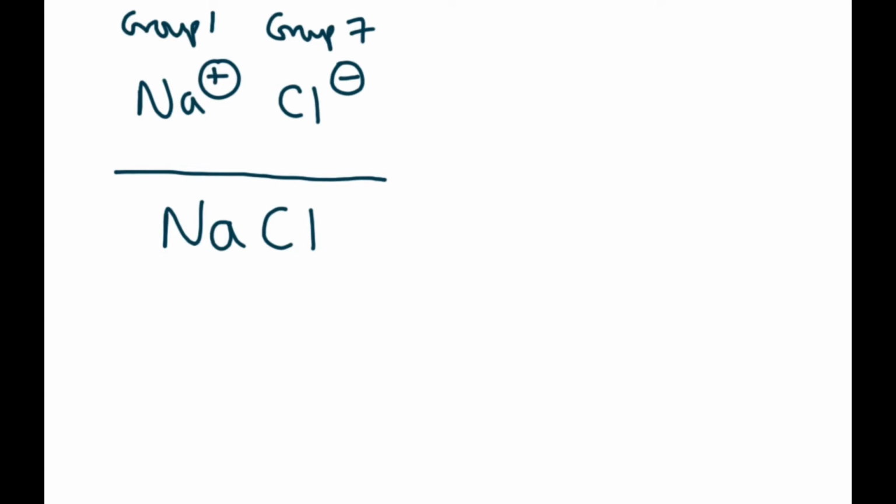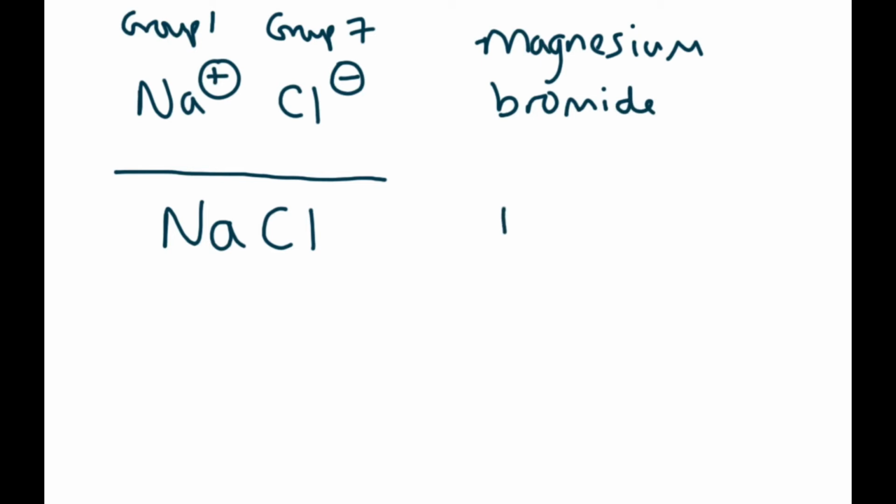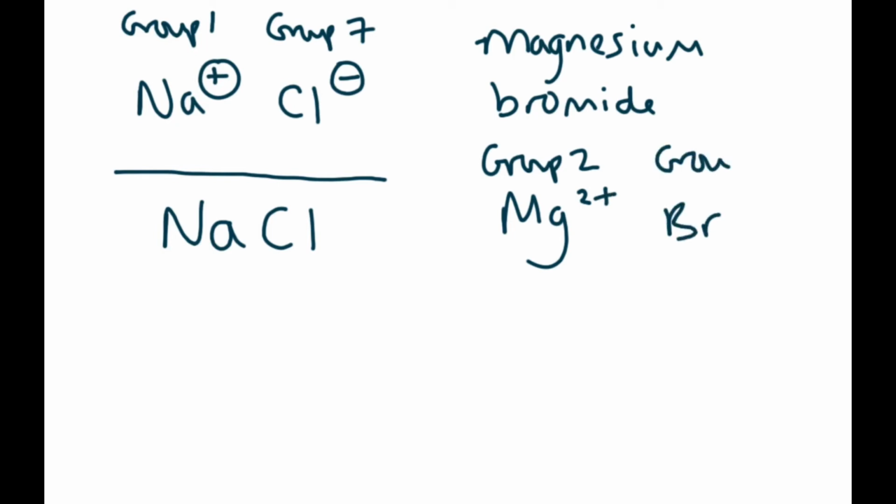Let's try another example. Magnesium bromide. So we've got magnesium, and magnesium is in group 2, so it forms a 2+ ion. You've got bromine, which is in group 7, and that forms a 1- ion. Now you have to have an overall charge of 0. So we're going to need 2 bromines, 2 bromides. 1-, 2-, 2+ equals 0.